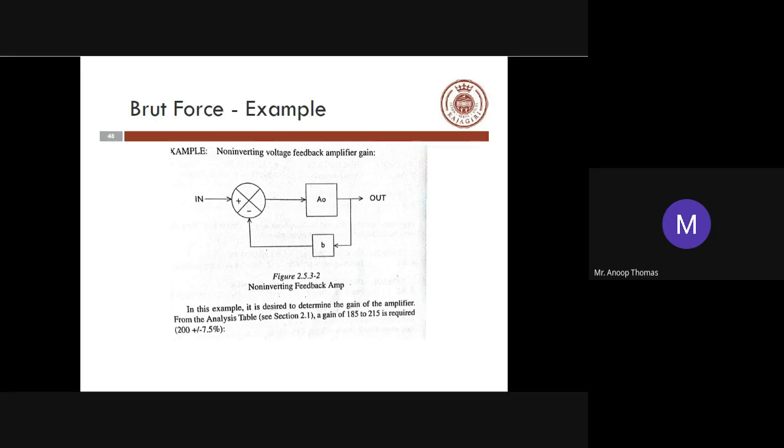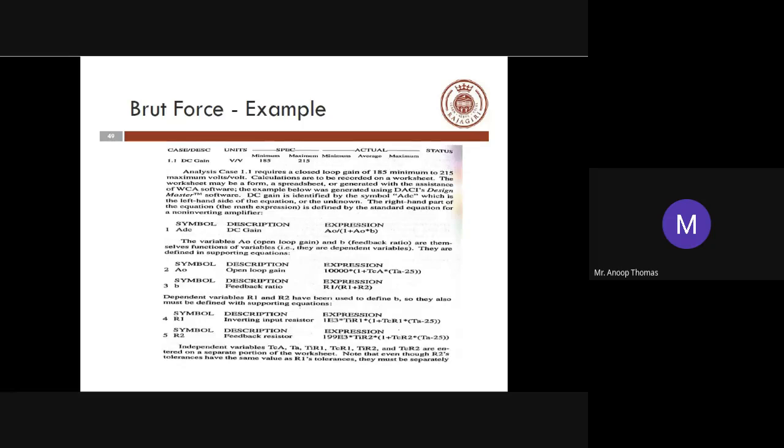So a gain of 185 to 215 is required, and you have 200 plus or minus 7.5%. So that is what the gain is. 185 to 215 is required. Now DC gain. So here is a particular scenario. DC gain is a case that we are considering. It has a minimum and maximum value of 185 and 285.